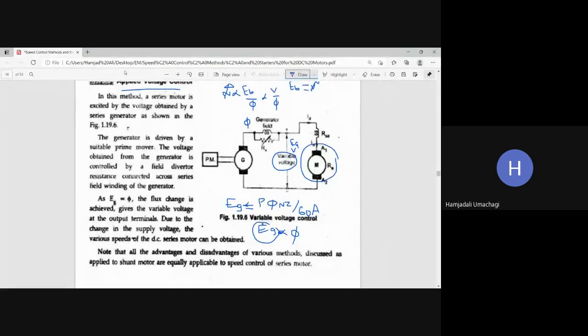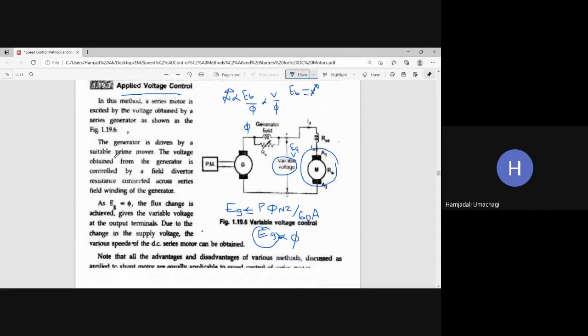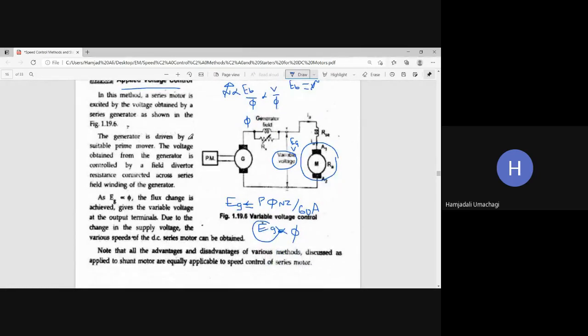Okay, let us see now. In this method, a series motor is excited by a voltage obtained by the series generator. So here, this series motor is excited from the series generator, as shown in figure 1.19.6. Then the generator is driven by a suitable prime mover. So once again, for the generator you want some mechanical input, so for that purpose we are using one prime mover. This is the prime mover which is going to drive the generator.